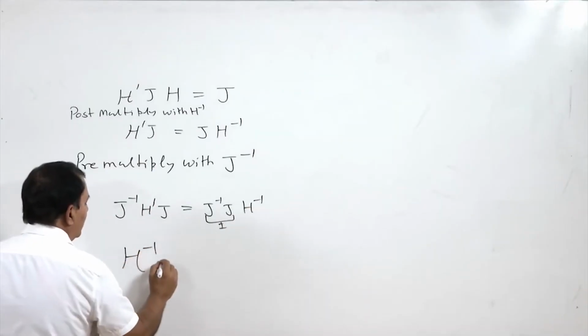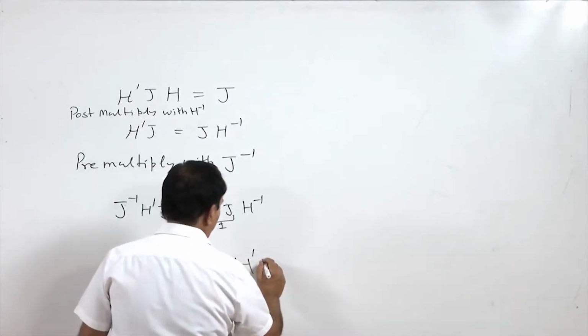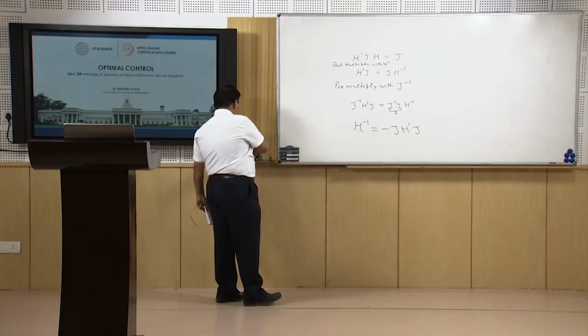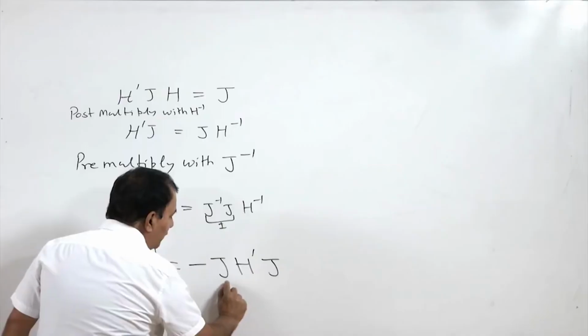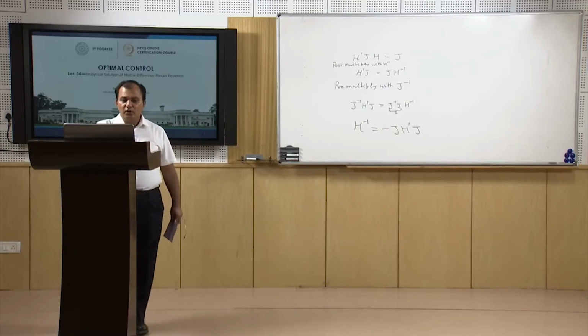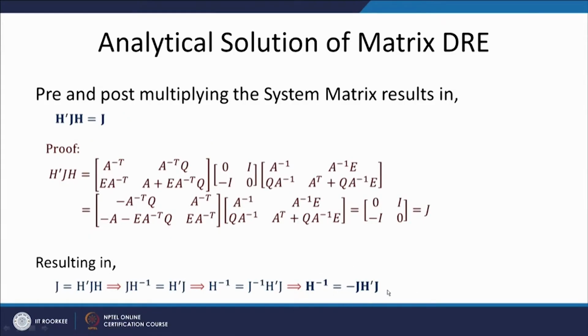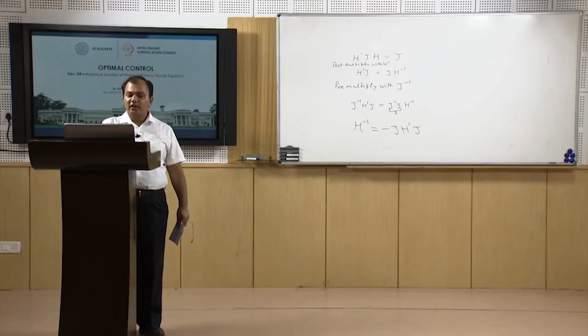So, I can write my H inverse, as J inverse is minus J, as J H prime J. So, I can easily find the inverse of H if I have the transformation J multiplied with H prime and multiplied with J. The inverse of matrix H is nothing but J H prime J. Simply by taking J, H transpose and J, I will get the inverse of matrix H. Why we need this matrix will be clear just now.